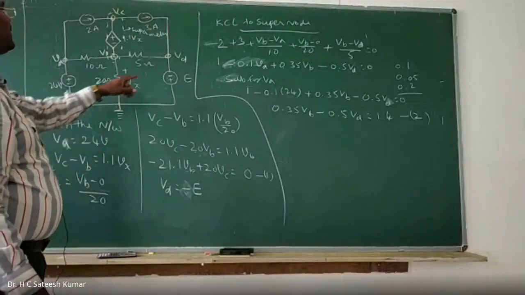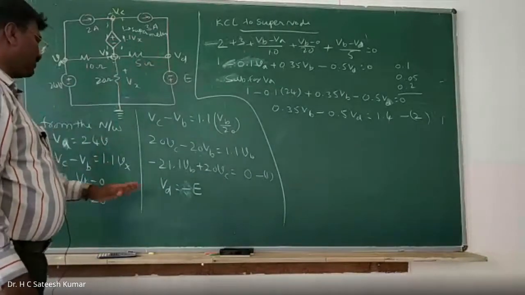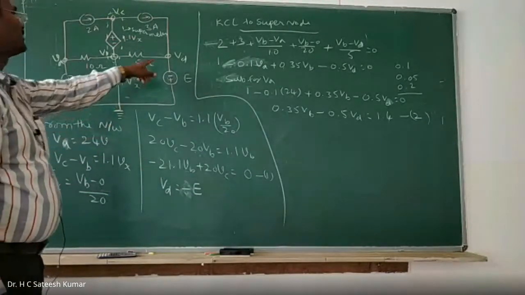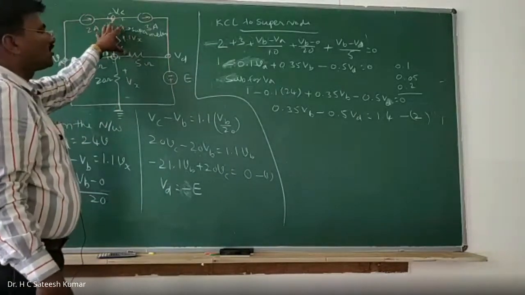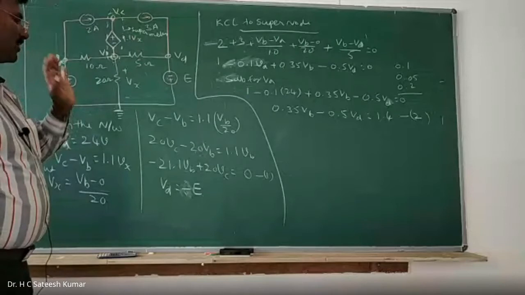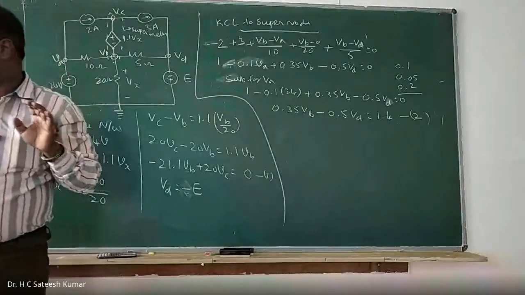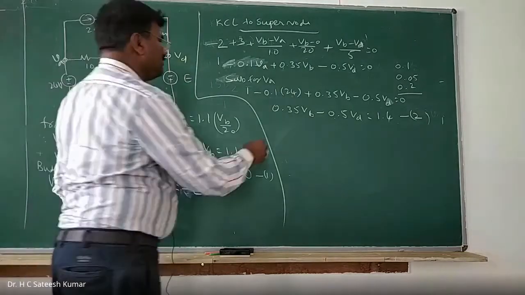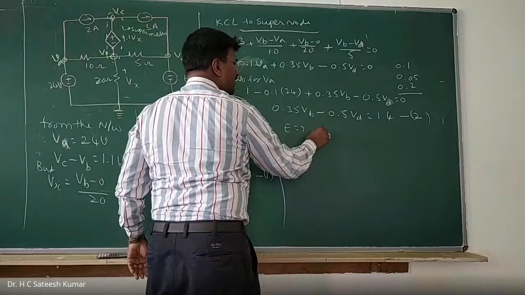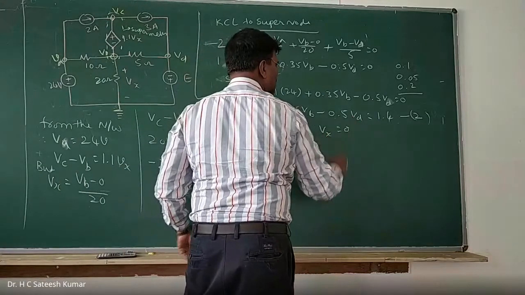Next, KCL to node. The VD we know it is minus E. No need to apply; this value also we know. This becomes a super node, and the super node we have also applied. Now you apply the condition. What is the condition he has said? Find the value of E such that Vx is 0. So that means we have to find out E. What is the E value such that Vx is 0? That's what the question is.